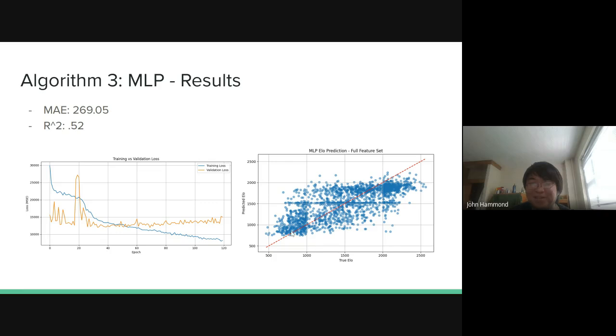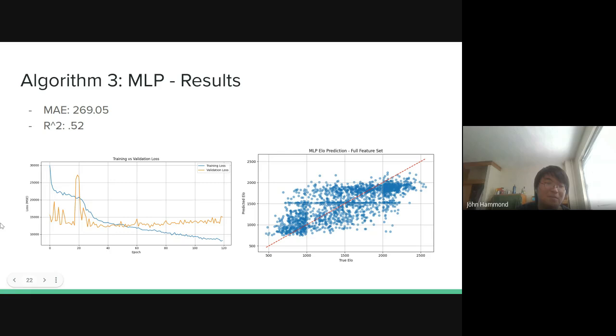It's this weird parallelogram shape. You can see that low ELOs are guessed to be pretty low, and high ELOs are guessed to be high. However, high ELOs are still being underguessed, and low ELOs are being overguessed. The middle, though, is pretty even.